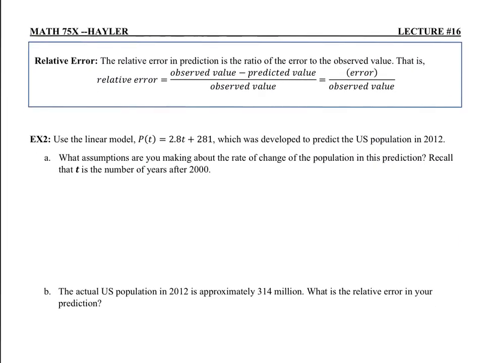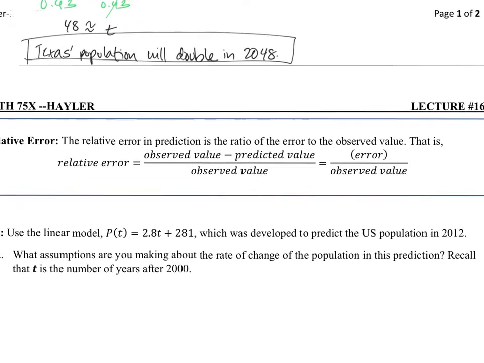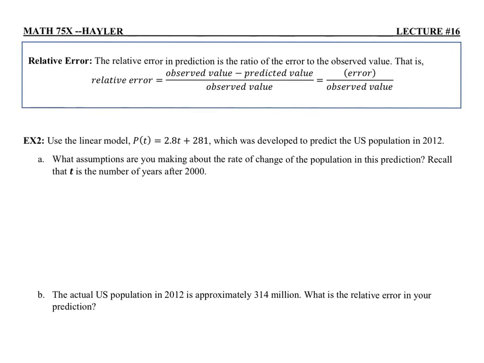Alright, so now let's take a look. When we're using our equations, like the one above, this is just a prediction. It's an estimate, so it's not going to be perfect. So what we're going to look at is this thing called relative error. The relative error in predictions is when we're predicting something based on an equation we're using. The relative error in the prediction is the ratio of the error to the observed value. That is, for relative error, you take the observed value, subtract from it the predicted value, divide by the observed value, and you'll get your relative error.